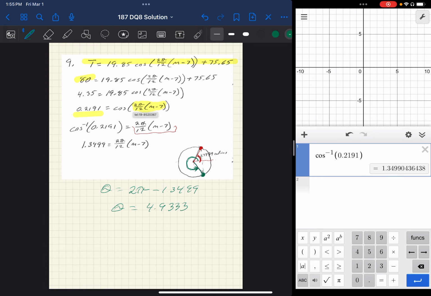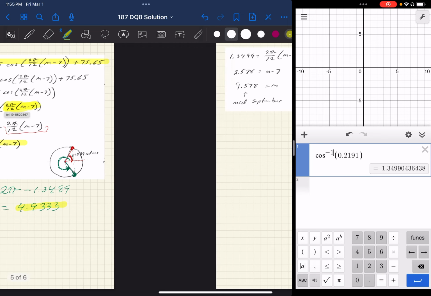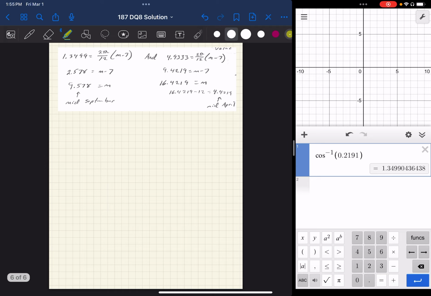So that means that 1.3499 equals that angle that's inside there, right? The angle that's the input to the cosine function. But also 4.933 would be equal to that. So over here, like I have it written, I know that 1.3499 is equal to 2 pi over 12 times m minus 7, and also 4.9333 is equal to 2 pi over 12 times m minus 7.